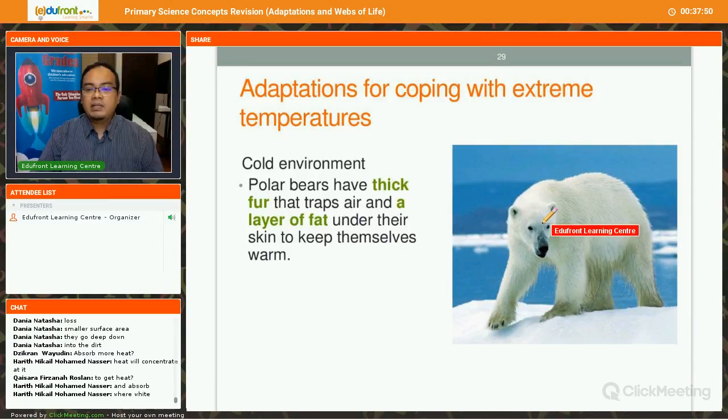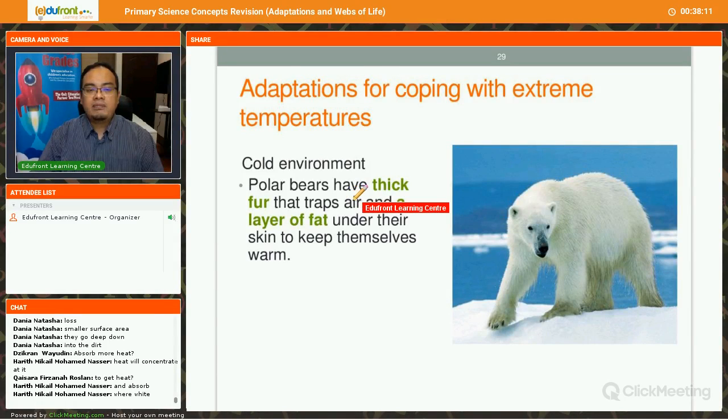Another animal that lives very well in the cold environment is the polar bear. Number one, polar bears have very thick fur. This thick fur traps air, just like the penguin. And air is a poor conductor of heat, so it reduces the loss of body heat by the polar bear.